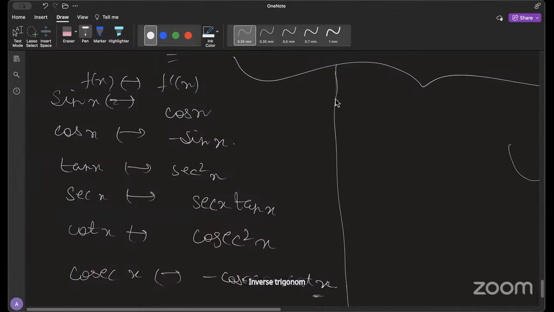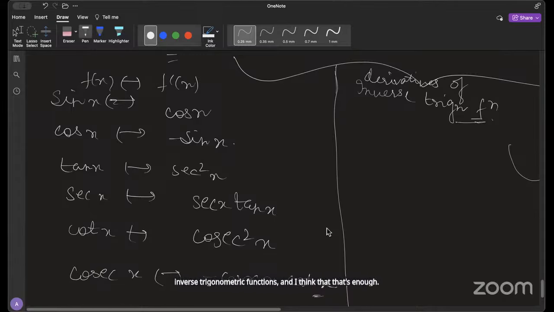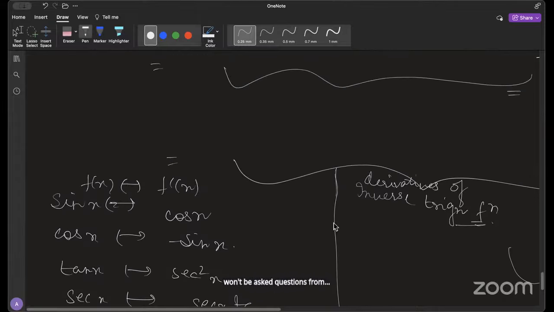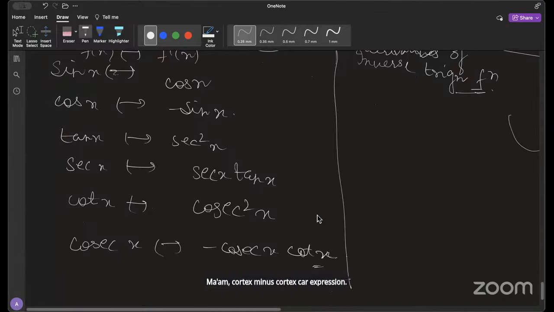Then inverse trigonometric functions: are you given questions on inverse trigonometric functions also? You can just Google the derivatives of inverse trigonometric functions. Okay, ma'am. Thank you. I think that's enough; you won't be asked questions beyond this. Ma'am, won't the derivative of cot x be minus cosec square x? Yeah, it's minus. Thanks.